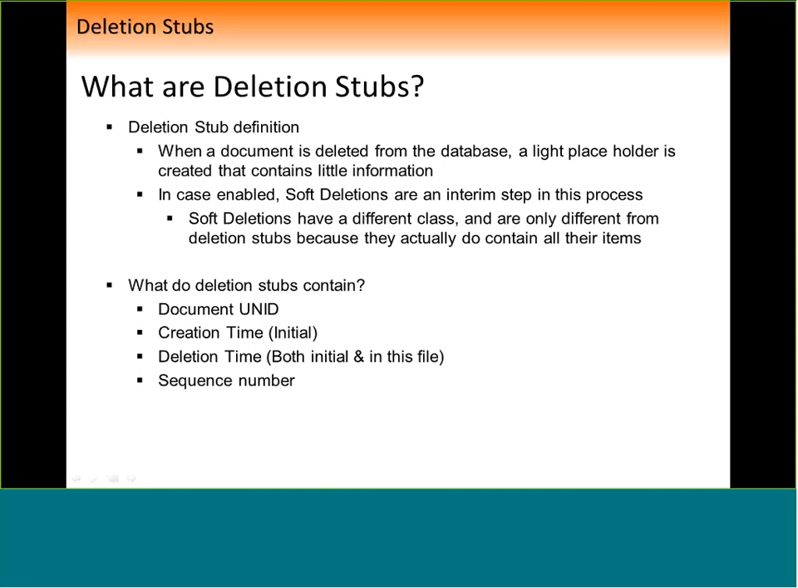When they're in this interim state, when they're a soft deletion, we have a deletion stub that contains those four basic pieces of information, but we still have all the different items as well, so we can see what the contents of that particular document is.